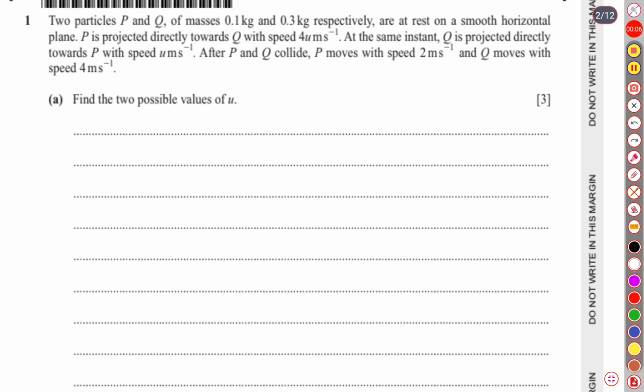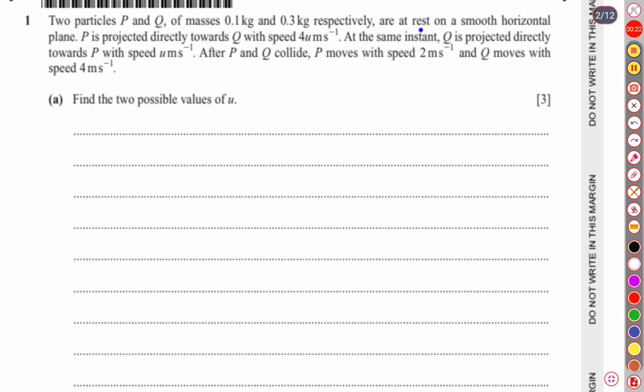Today we are going to solve a question paper of mechanics, and the paper code of this question paper is 9709/43 for the session May June 25. Let's start with the solution to question number 1.